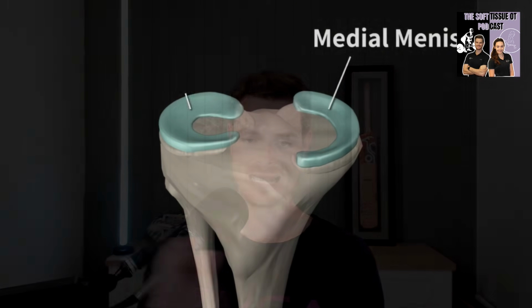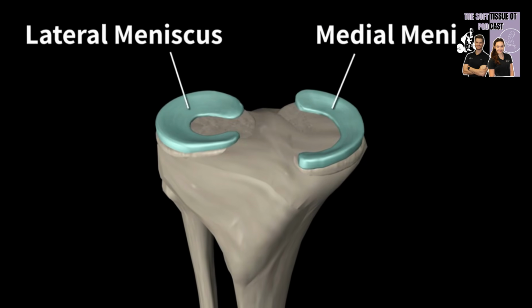So let's get started. To understand how meniscus injuries occur, we need to first appreciate its structure and role in the knee. In each knee, there are two menisci. We've got the medial meniscus, which is more C-shaped and attached to the medial collateral ligament of the knee, which makes it a little bit less mobile and therefore a little bit more susceptible to injury. Then we've got the lateral, meaning the outside, which is more circular and mobile. This reduces its likelihood of injury compared to the medial meniscus.